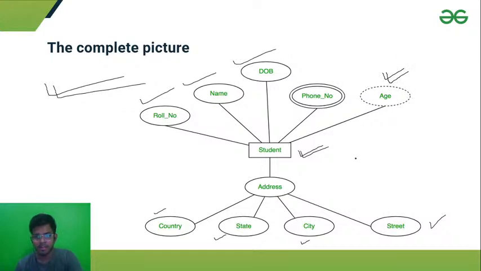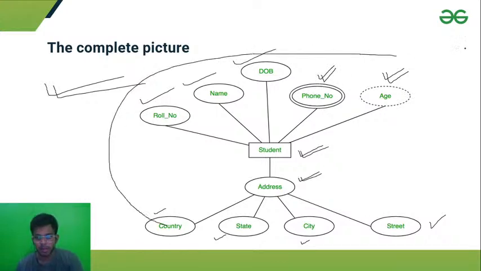Okay. What is a composite attribute? Address is a composite attribute because address can be further divided into country, state, city, street. Okay, and for the multi-valued attribute, phone number can be the multi-valued attribute. So this is a complete picture. I hope everything is clear up to right now. Okay, so moving on.